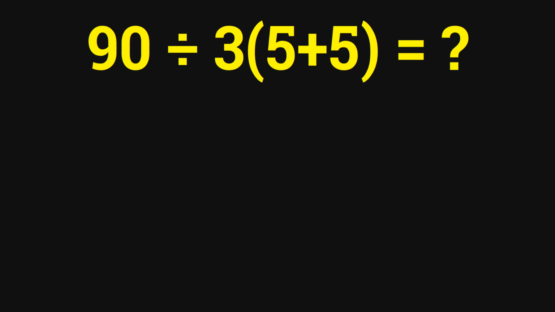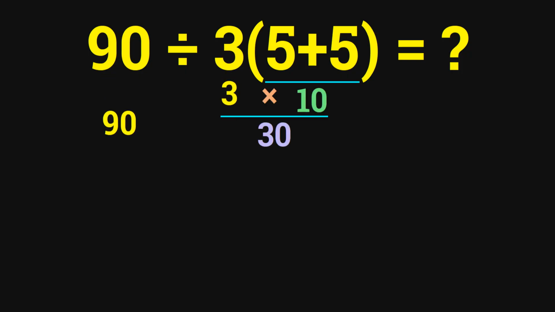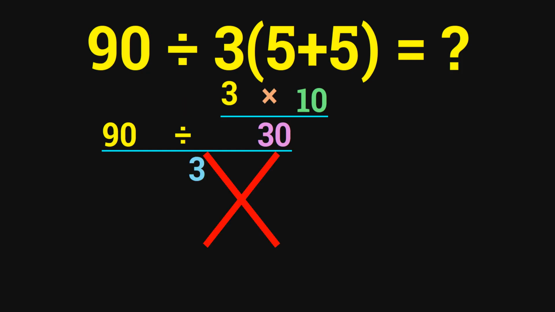5 plus 5 gives us 10. 3 times 10 equals 30. Drop down 90 and divide it by 30. This gives us 3. But this solution is wrong and this answer is not correct.